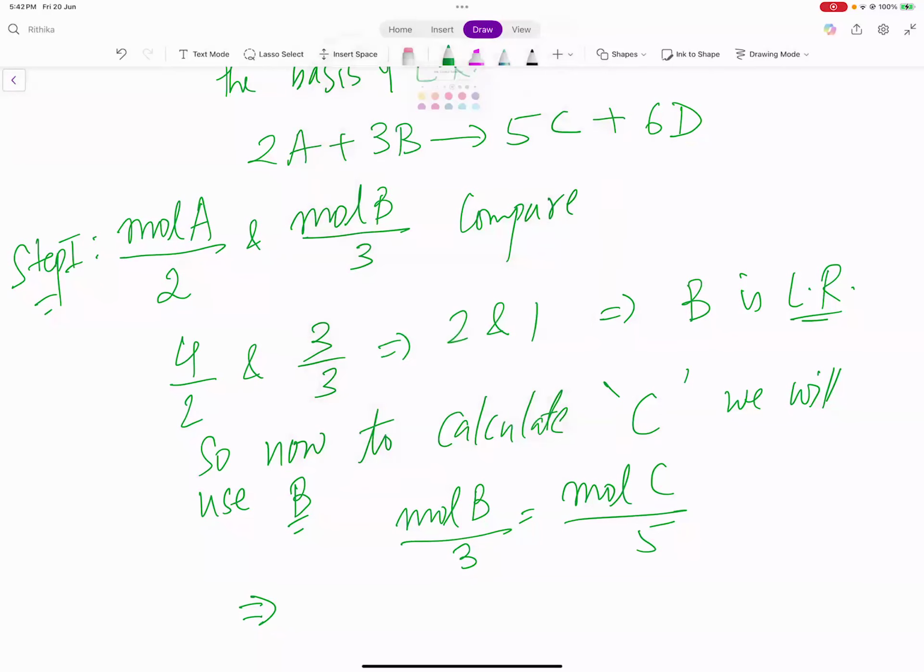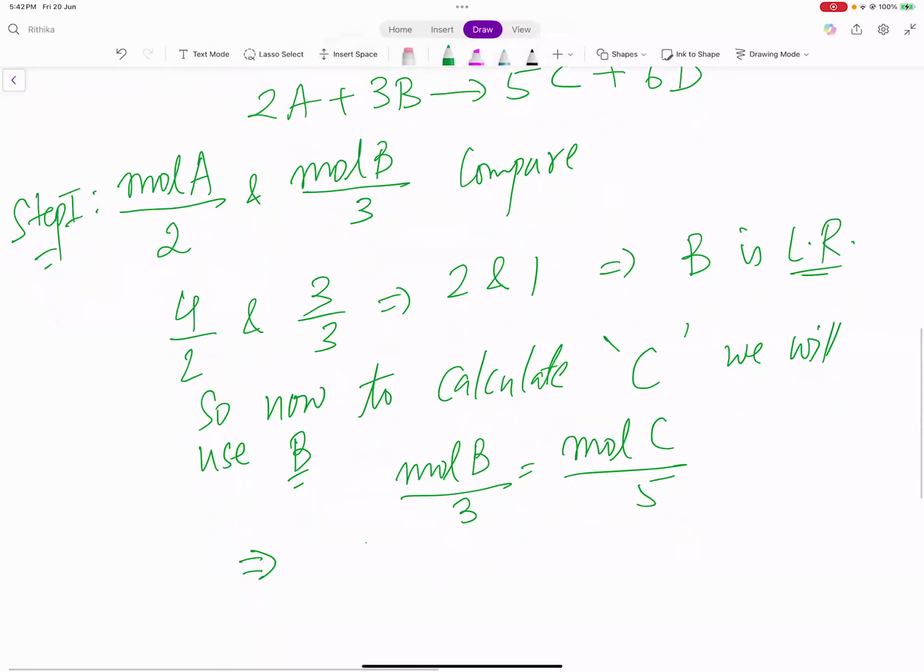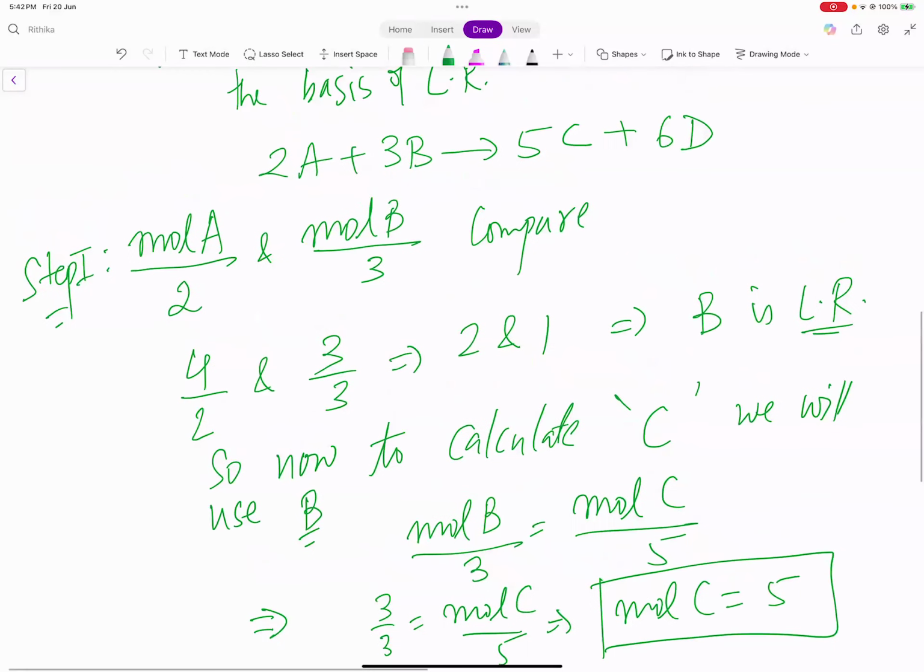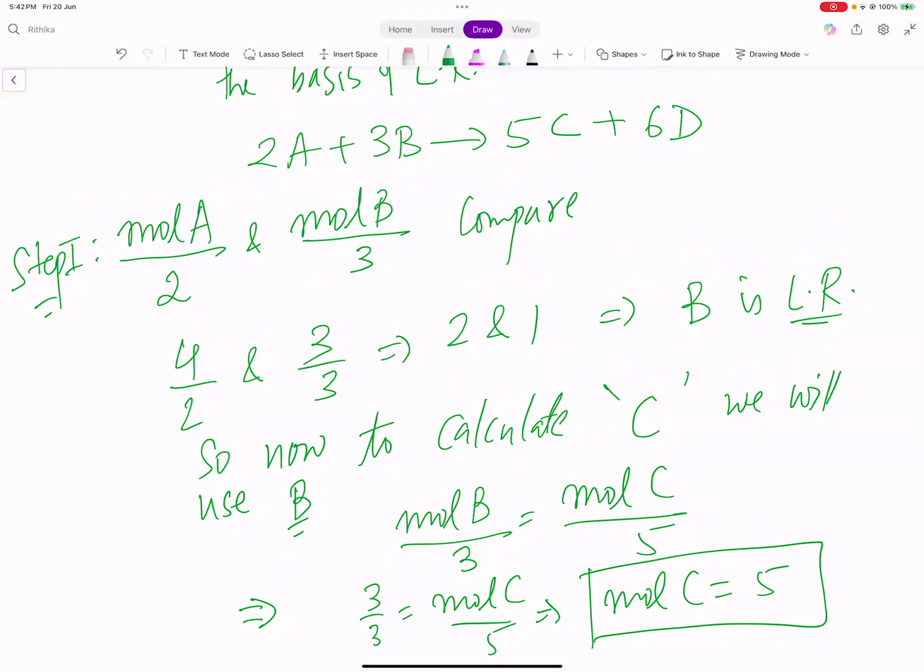So mole B by 3, I'll use this 3 by 3, equal to mole C by 5. It implies mole C is equal to 5. Got it? And similarly, you can calculate the moles of D. This is the first part they ask. See, masses will be given, which we will always convert to moles, and we will proceed like this.